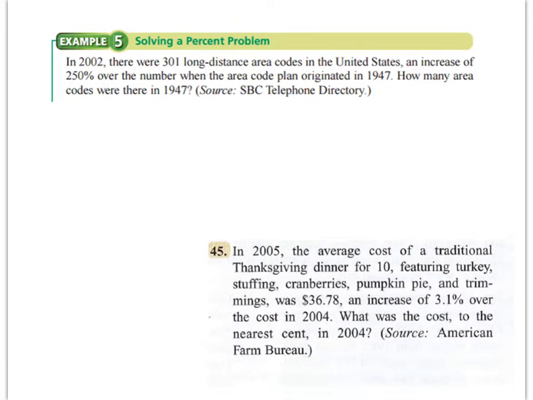So here we're looking at solving a percent problem. Information we've got is that in 2002 there were 301 long-distance area codes in the United States. That's an increase of 250% over the number when the area code plan originated in 1947. We want to find out how many area codes there were in 1947. So one tip with this kind of problem is have your variable be the number you are trying to find. So I have x equal to area codes in 1947.